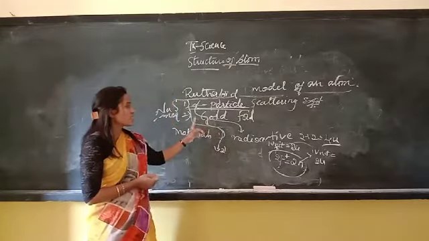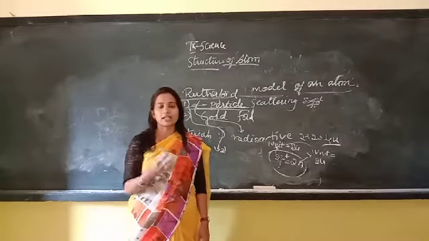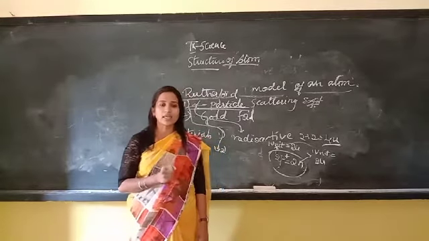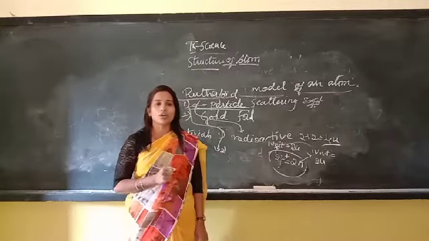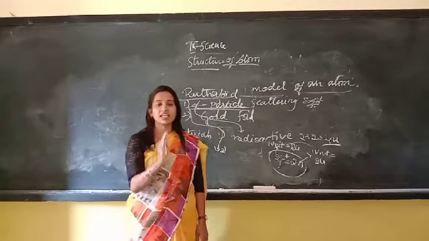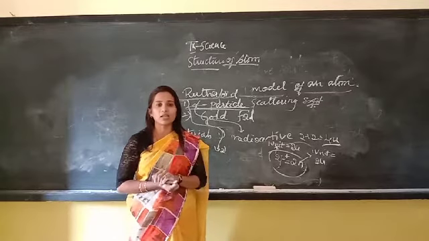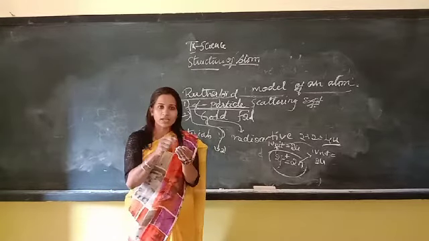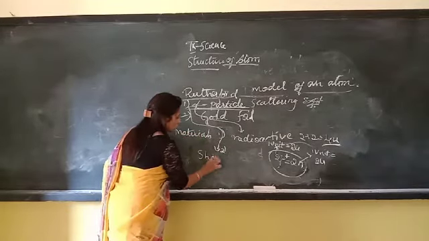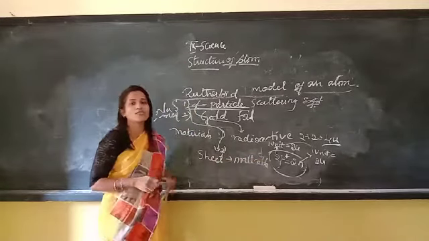Okay, next, what is the reason that he had taken the gold foil? Gold is nothing but a metal, we know that. It is a heavy metal, and why he chose gold is because one of the physical properties of gold is that it is highly malleable. What do you mean by malleable? If you take gold and beat it with a hammer, we can make it into a thin sheet. This property we call malleable. I hope you have learned this.